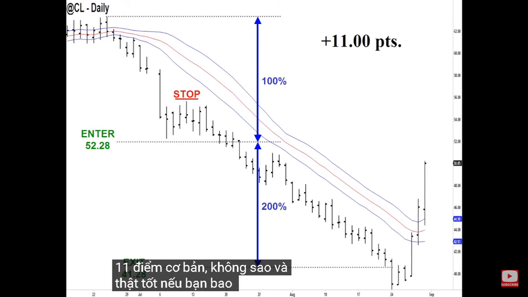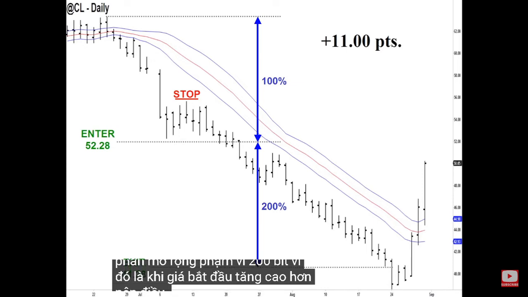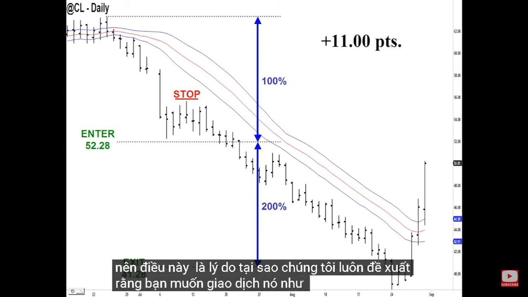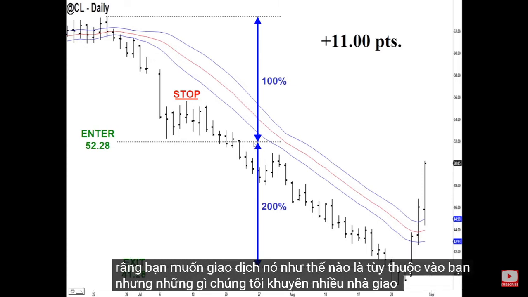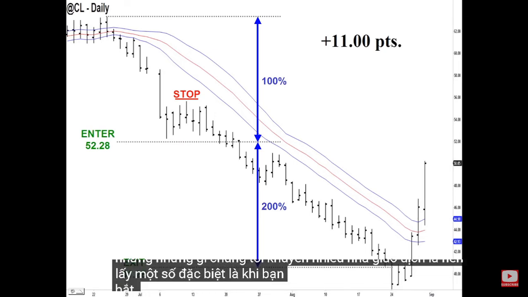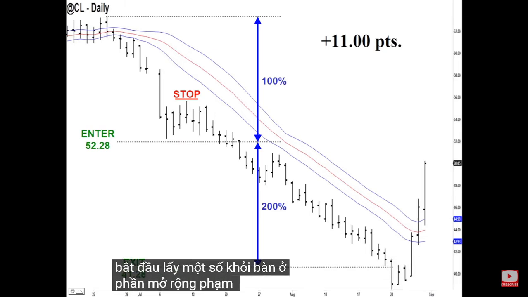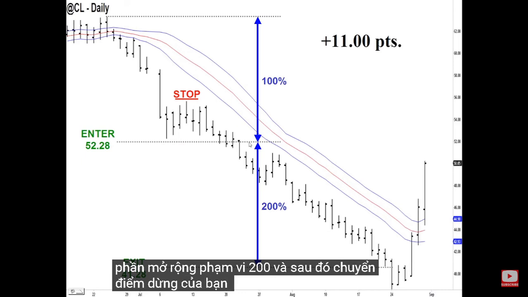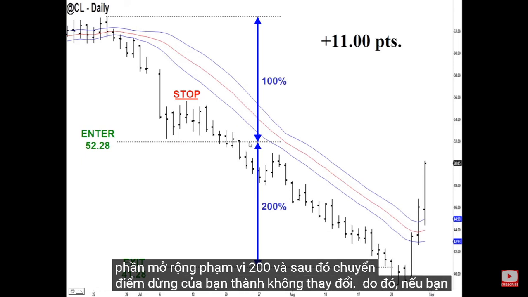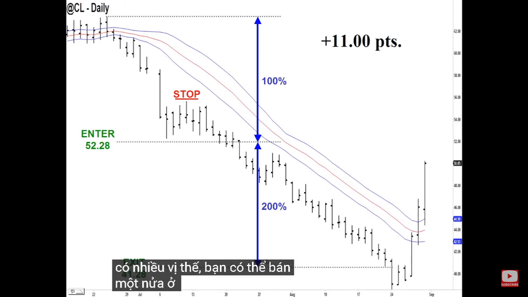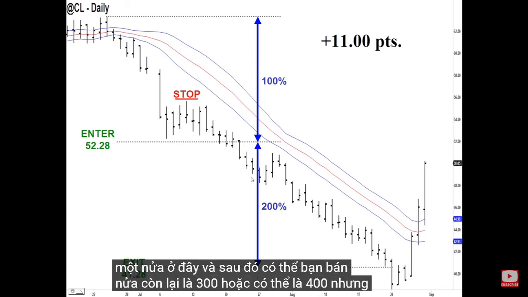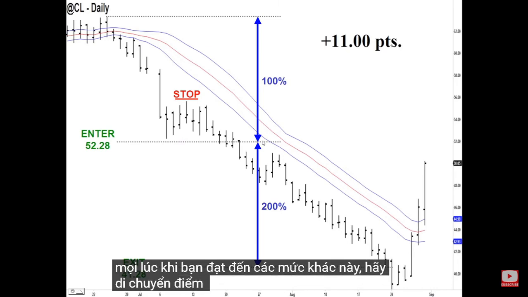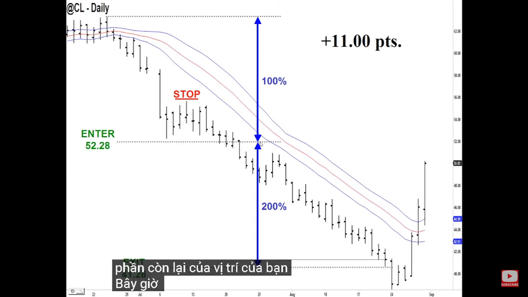and it was a good thing if you covered at the 200 range extension, because that's when price started to go higher. So this is why we always suggest that it's up to you how you want to trade it. But what we suggest to many traders, especially when you're beginning, is to take some off the table at the 200 range extension and then move your stop to unchanged. So if you have multiple positions, you can sell half here and then maybe you sell the other half at 300 or possibly 400. But all the time as you hit these other levels, move your stop to that level for the remaining portion of your position. Now that's in crude oil.